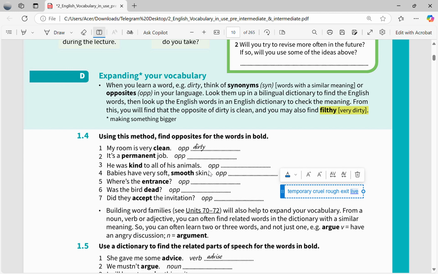Did they accept the invitation? No, they refused. Or I think they refuse.